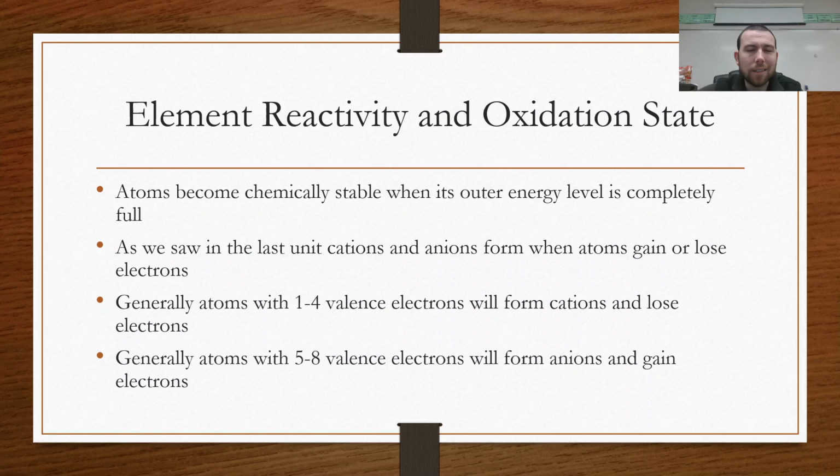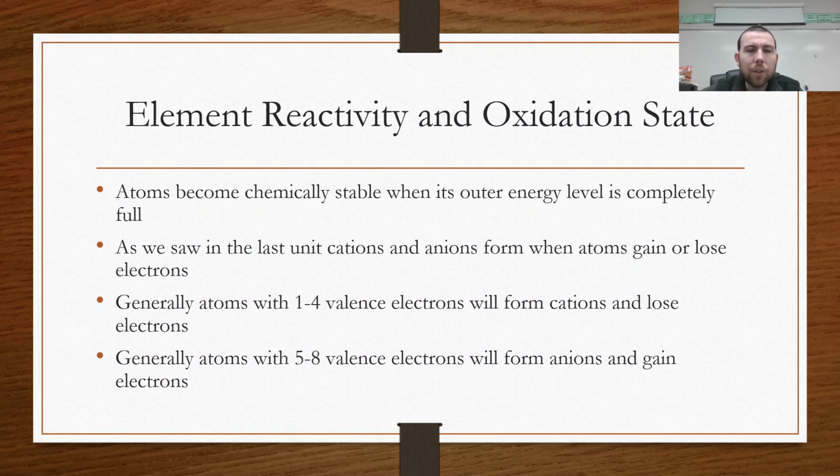Now, some things to consider as we look at element reactivity and oxidation state. What we know is that when atoms are seeking to react, they're trying to become chemically stable by filling their outer energy level with electrons. So if you're thinking about the Bohr model, their outermost ring needs to have the maximum number of electrons that they can hold. So whether it's 2 or 8 is what we're looking for there, depending on the element. Or if you're thinking from the Lewis dot diagram perspective, having those 8 dots around the element symbol.